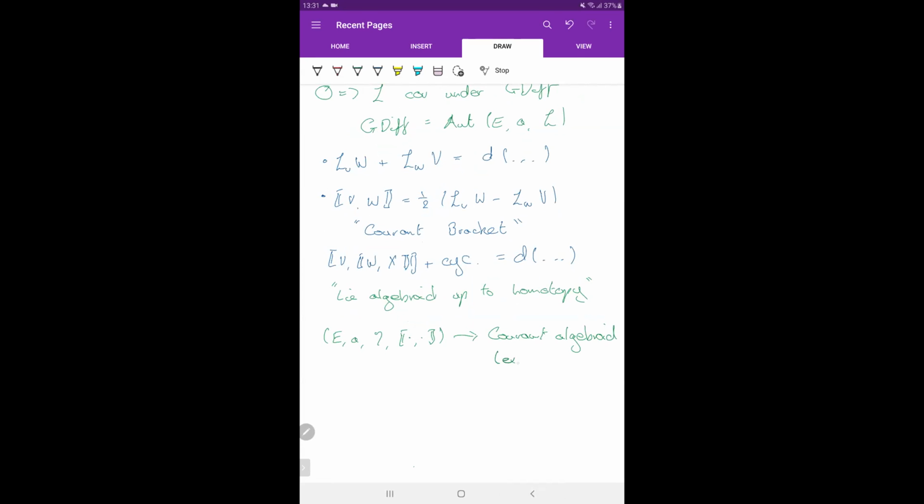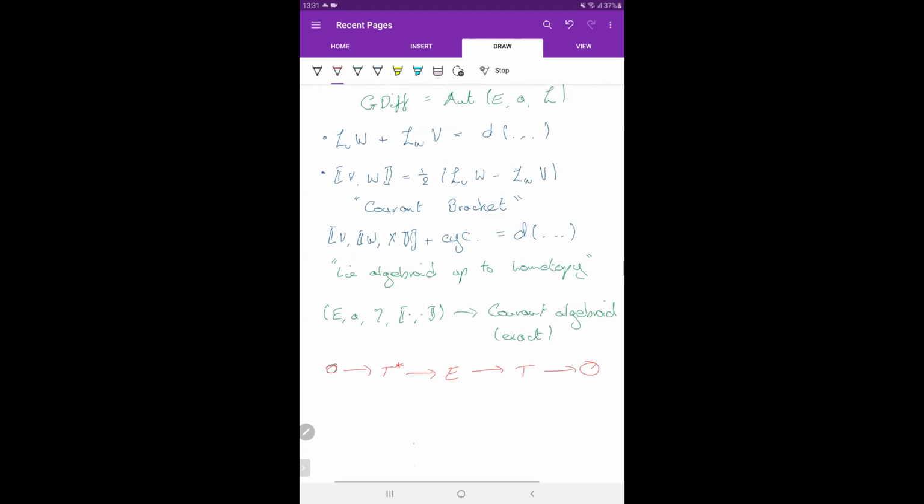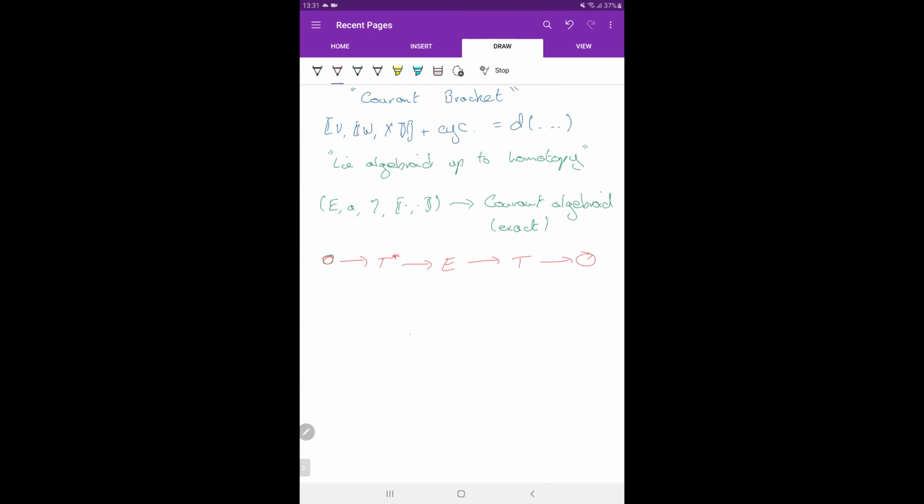And it's exact, which means that the following sequence is exact. Again, if you don't know what this means, don't worry about it, but just for those who do know, there are non-exact Courant algebroids that are important in generalized geometry. They're important in heterotic backgrounds, but I'm not going to talk about those.